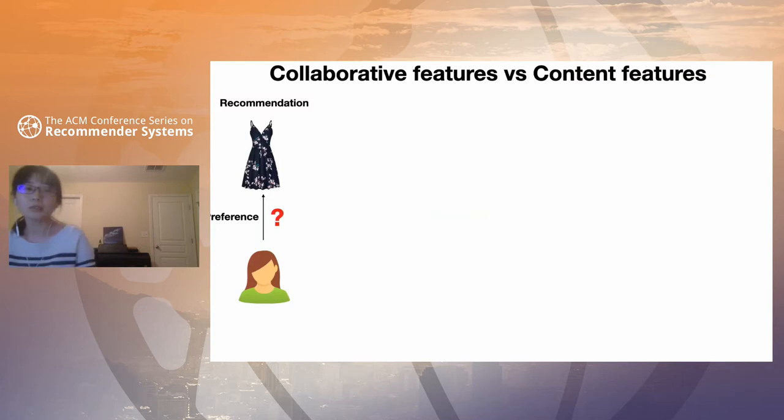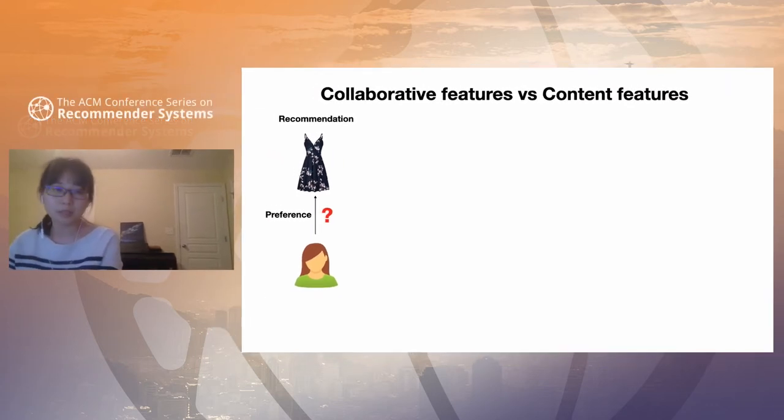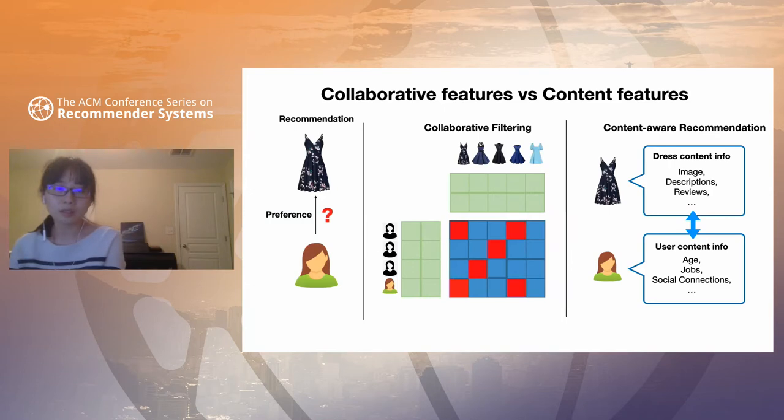So in recommendation, to predict the user preference towards items, for example, the user preference towards a dress, there are typically two ways. One is to find similar users or similar items, and then based on the similar users' purchase history to predict the user preference towards items. Another is to build the user and item profiles. For example, use the user's age, job information and the dress image and description information to build the user profiles and item profiles. Then based on those profiles, predict the user preference towards the dress.